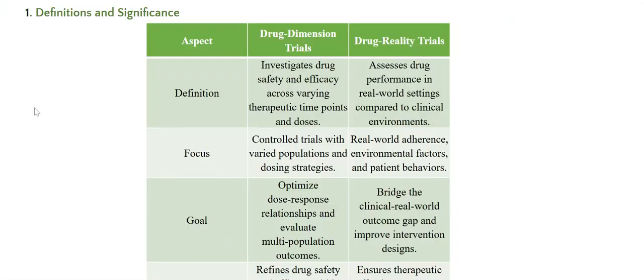Summary tables. Next we have tables to summarize what we have covered through this lecture: definitions and significance, with aspects for drug dimension trials and drug reality trials. As definition, drug dimension trials investigate drug safety and efficacy across varying therapeutic time points and doses, while drug reality trials assess drug performance in real-world settings compared to clinical environments. We have the focus for each, the goal for each, the significance for each, and then an example on each.